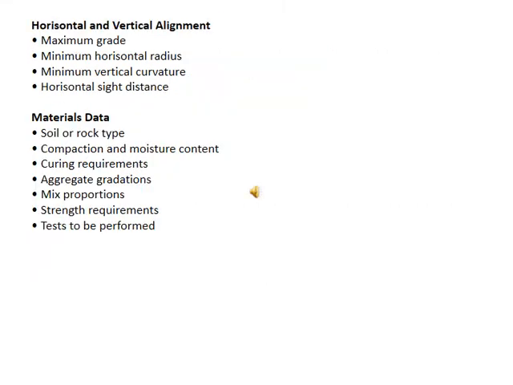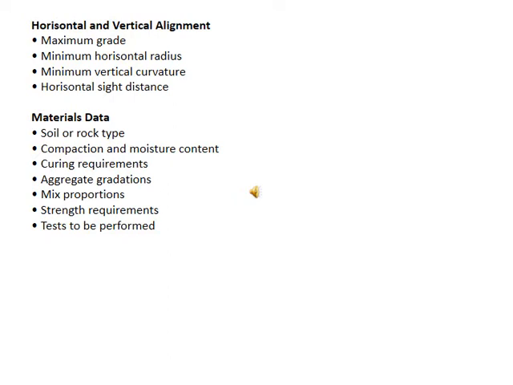The horizontal and the vertical alignments are also important. So in this case, we have to consider the maximum grade and the minimum horizontal radius and the minimum vertical curvature, and the horizontal sight distance also has to be concerned about.